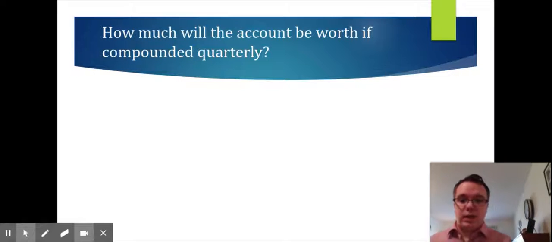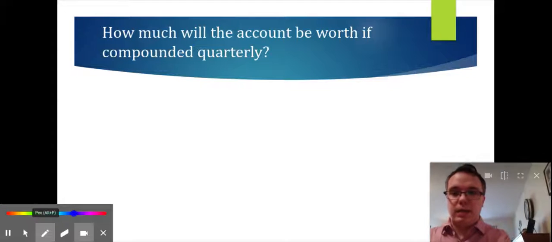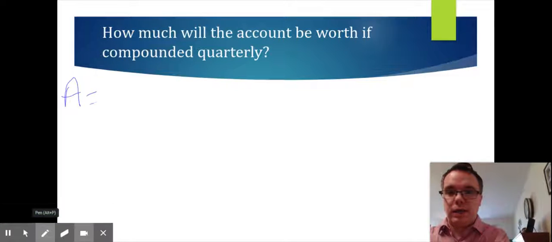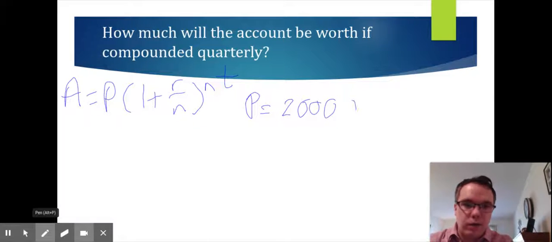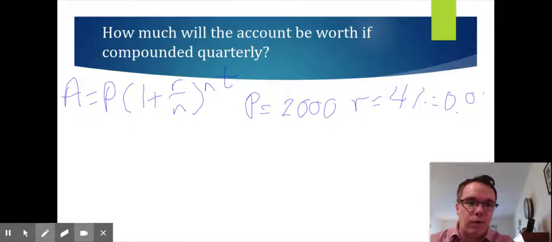So the equation that I just gave you, we're going to use A equals P times 1 plus r over n to the nt. So we're going to put down everything we know from the question. The question said we invest $2,000, so that's our principal amount. The question also said that our growth rate was 4%, and if I turn that to a decimal, divide by 100, and I get 0.04.